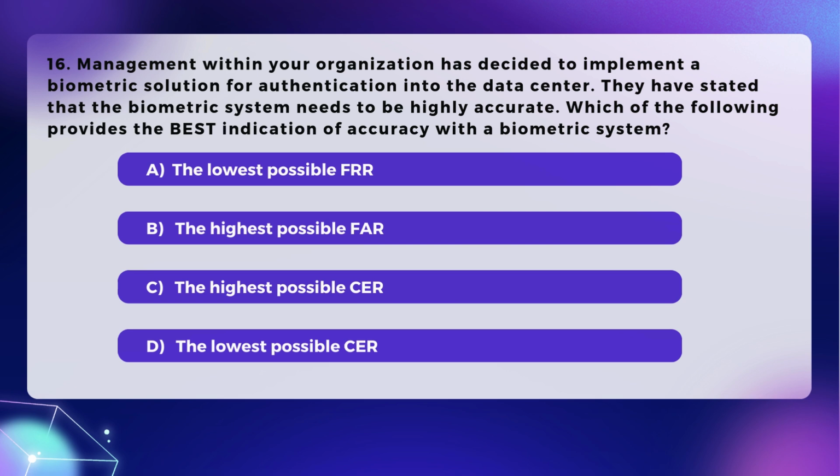Management within your organization has decided to implement a biometric solution for authentication into the data center. They have stated that the biometric system needs to be highly accurate. Which of the following provides the best indication of accuracy with a biometric system? A. The lowest possible FRR. B. The highest possible FAR. C. The highest possible CER. D. The lowest possible CER.